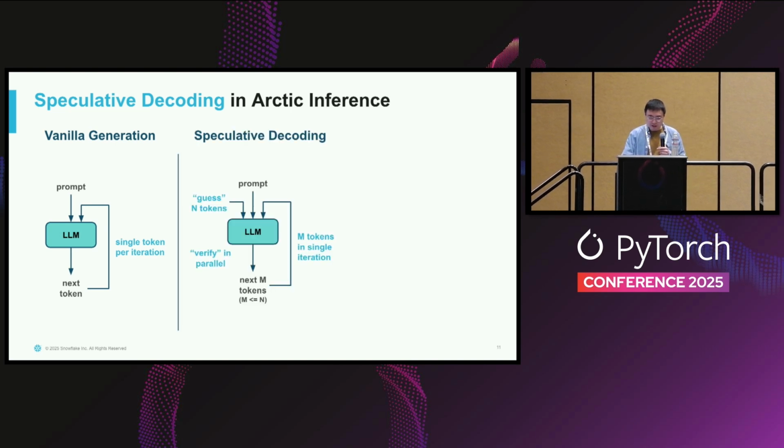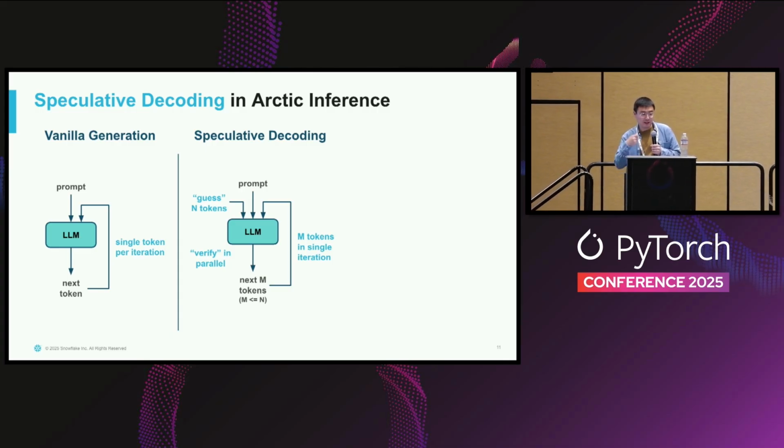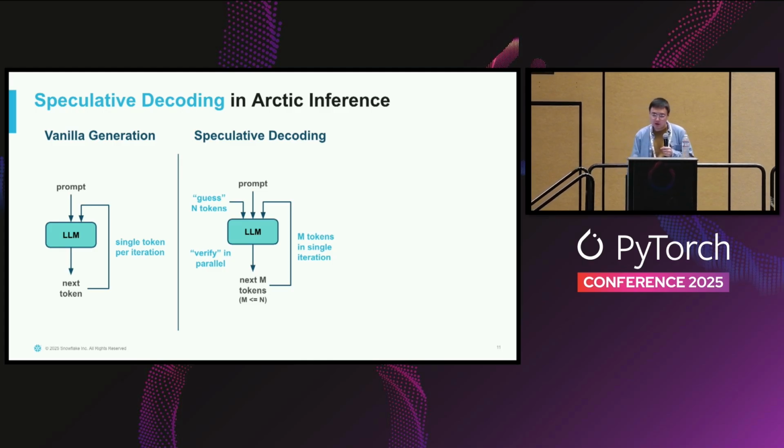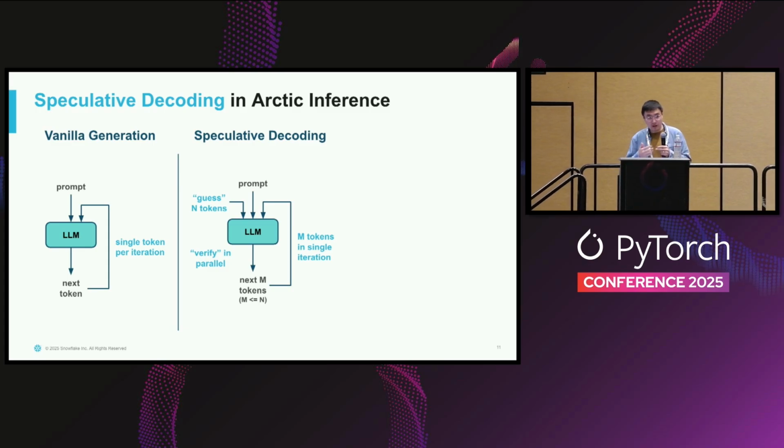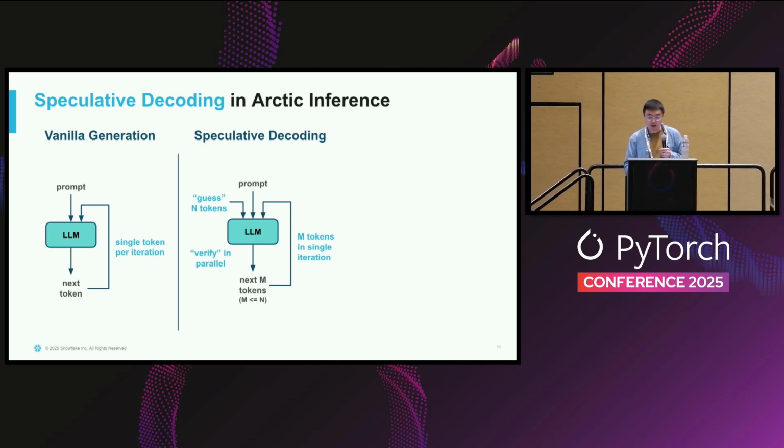Speculative decoding improves this by first taking a quick guess at what the next n tokens might be. And then the LLM is able to verify those n tokens in parallel in one pass of the model. This means that we can actually generate multiple tokens in each iteration of the model, and this can greatly speed up the generation speed.